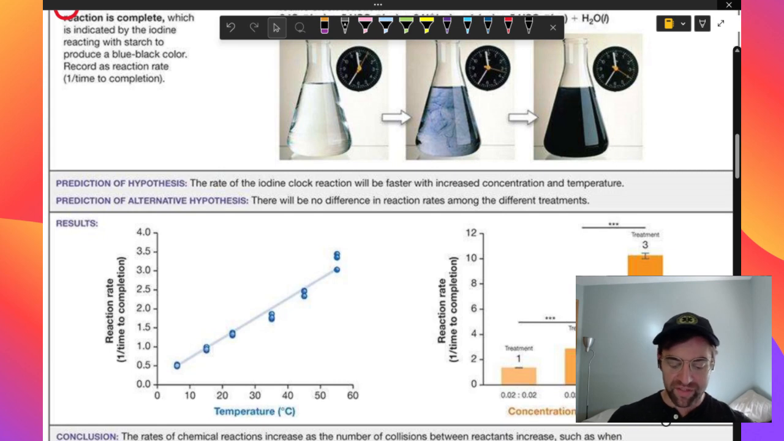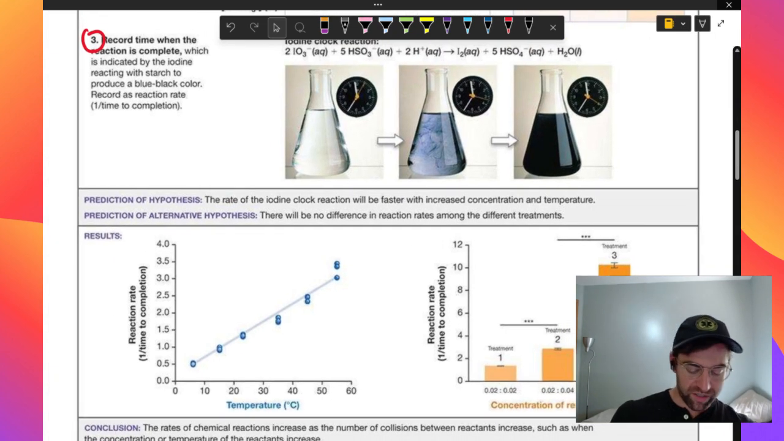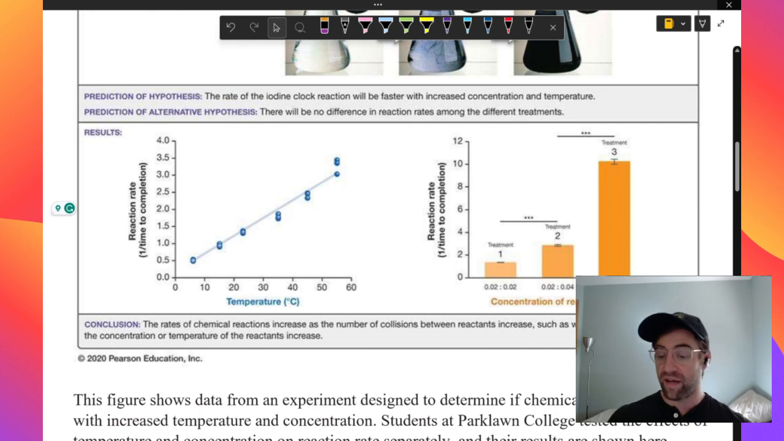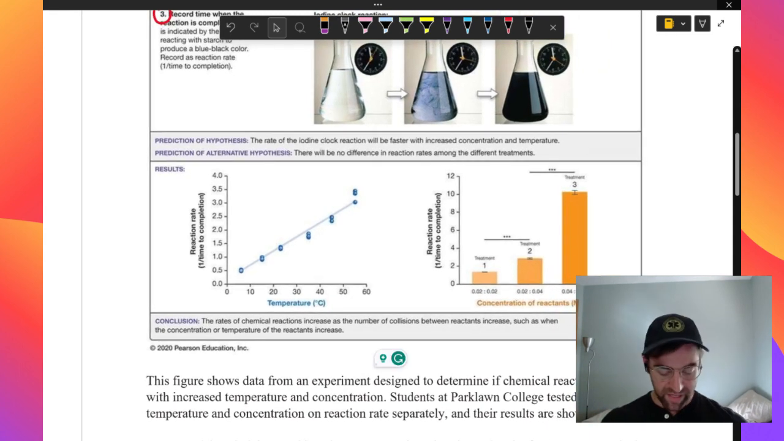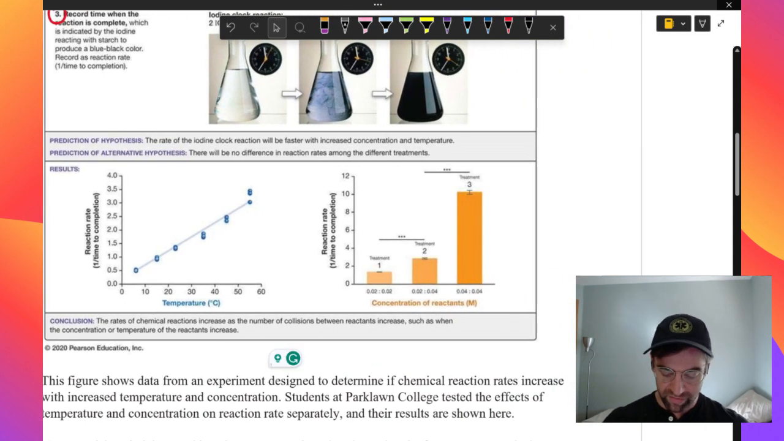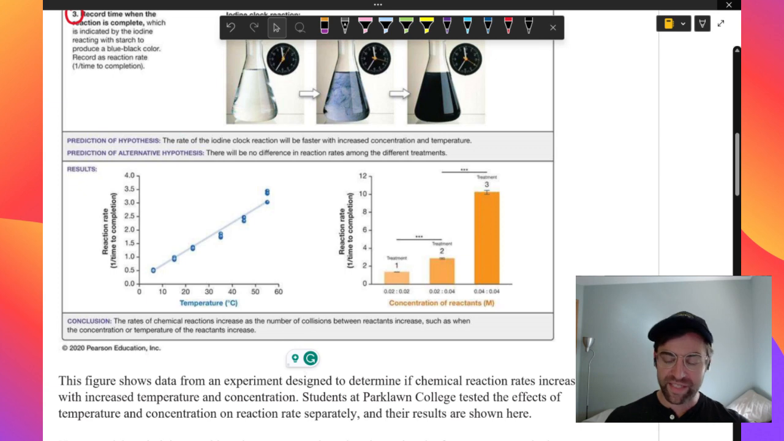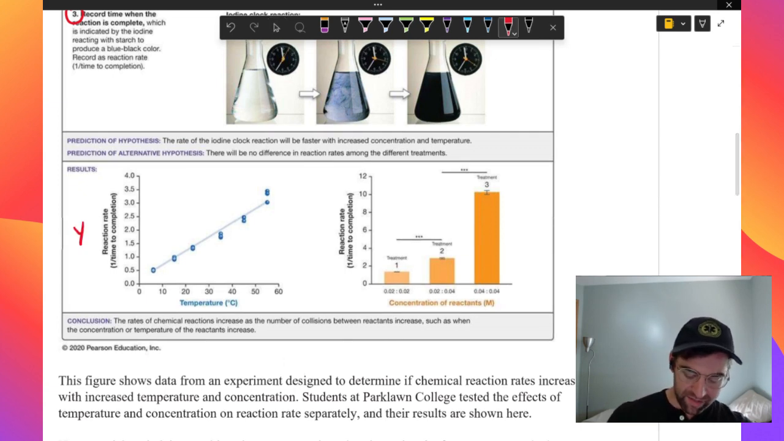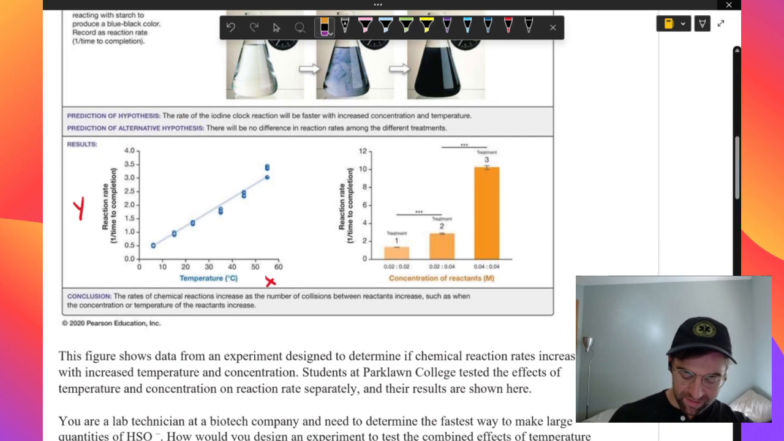So the prediction of the hypothesis was the rate of the iodine clock reaction will be faster with increased concentration and temperature. And of course, we had our alternative here as well. And these are their results graphed out. Anytime we look at a chart like this, a little science literacy for people who need a review: always read the axes. We have our y-axis on the left and our x-axis on the bottom here.